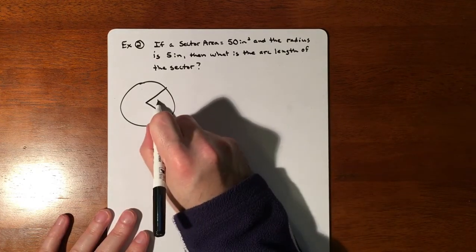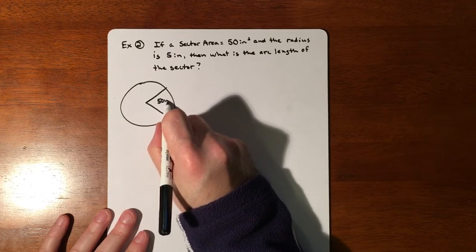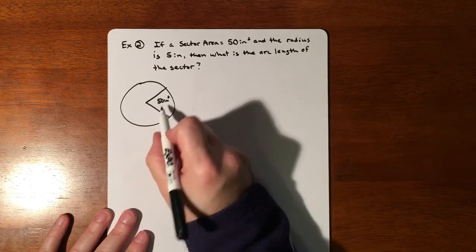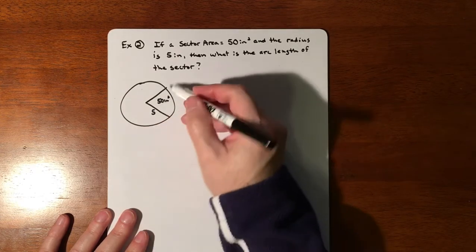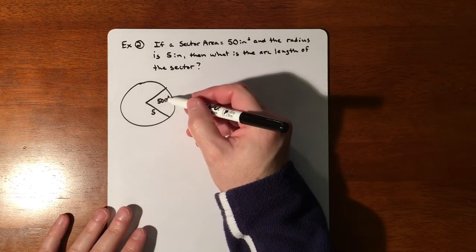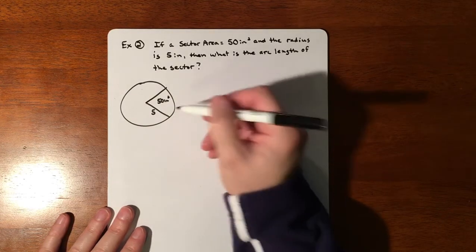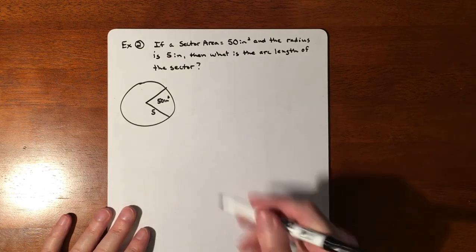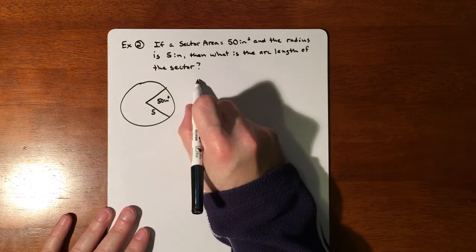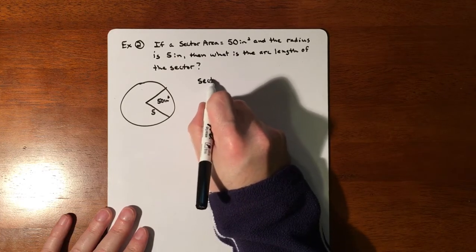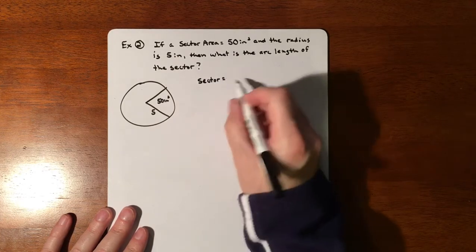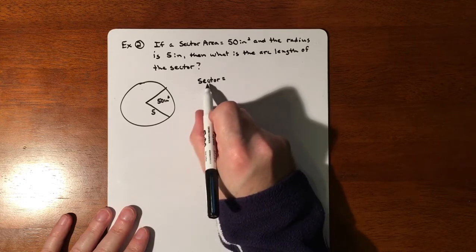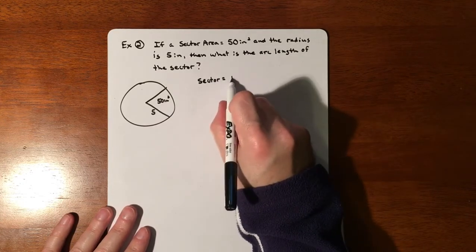That if this piece equals 50 inches squared, and you have a radius of 5, so it's kind of like you know the area of the pizza slice, but what's the crust? All right, so we're looking for the arc length. So we'll start with the sector. So we know that the sector is going to be, so this is going to be 50. We're going to sub that out in a second.